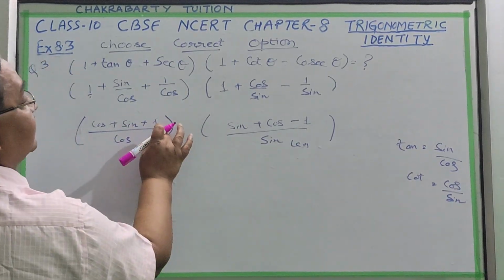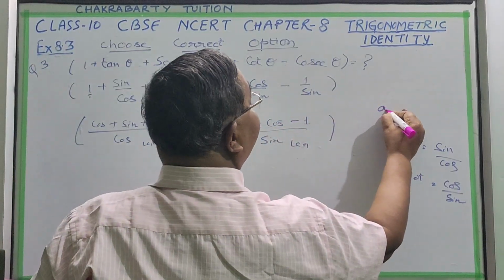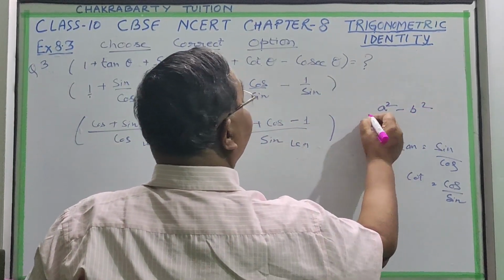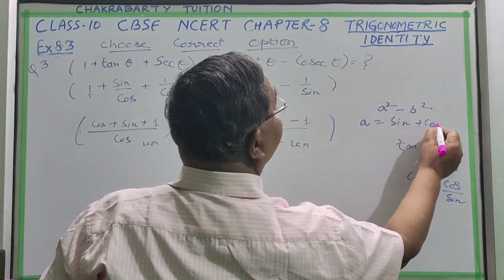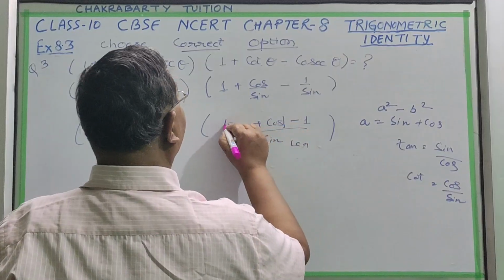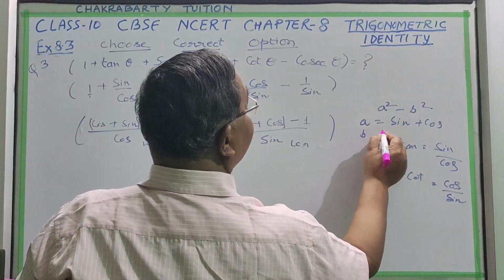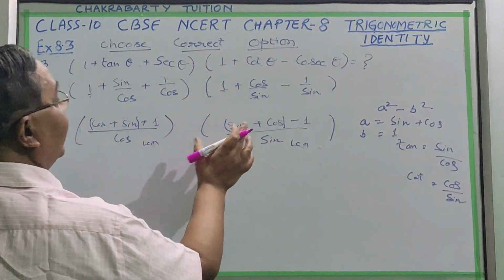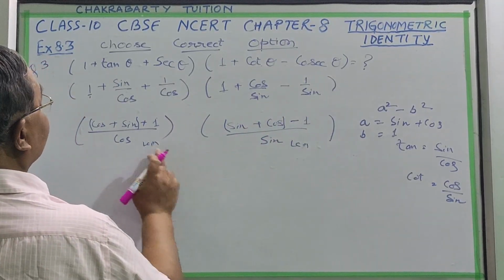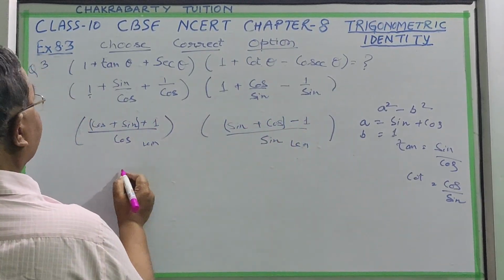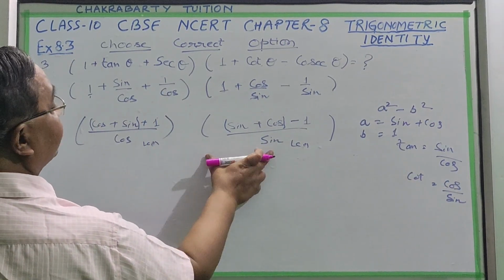Now here 1 minus is there, 1 plus is there, the other is the same. So we will use the identity a square minus b square, where a is equal to sine plus cos, and b is equal to 1. So what will happen now? We are going to multiply, a minus b, a plus b. And here it will also multiply.